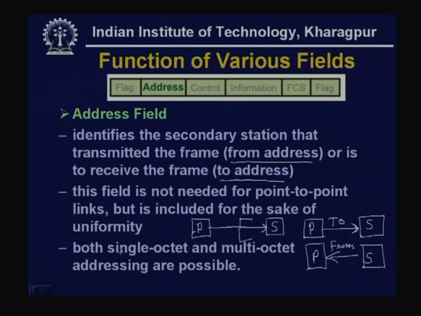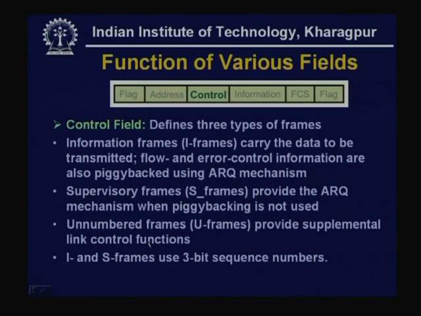So, this address, whenever it is single octet or 1 byte, then you can have 128 addresses, but there is a provision for multi octet addressing. In such cases, obviously, the number of machines that you can have in a multi-point communication can exceed 128. So, there is provision for multi-point, multi-octet addressing, but single octet is the most commonly used one. Now, let us focus on the third field, that is the control field.